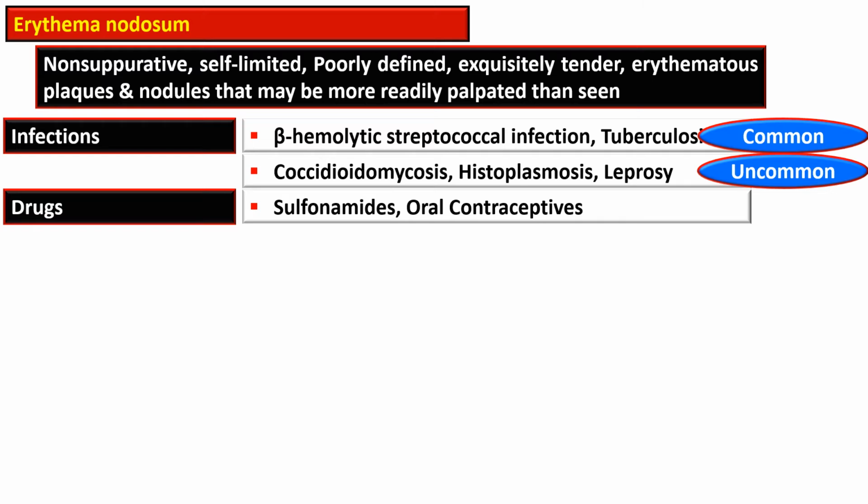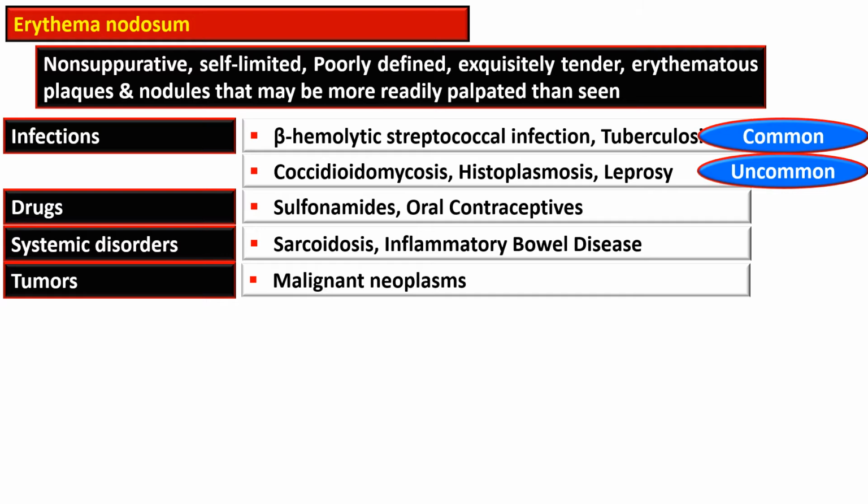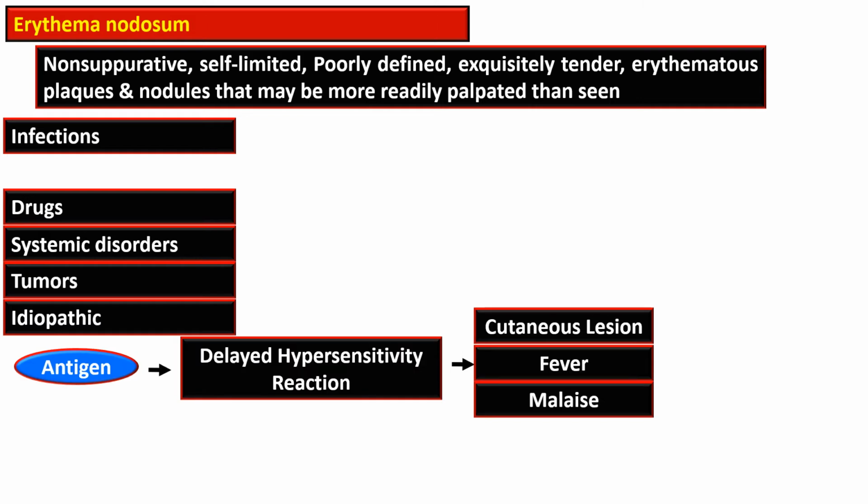Drugs such as sulfonamide and oral contraceptives are also associated with erythema nodosum. Systemic disorders such as sarcoidosis and inflammatory bowel disease are also associated with it. Malignant neoplasms are also associated with this condition, and about 50% of the cases are considered idiopathic, or some people suggest that it is a delayed hypersensitivity reaction.